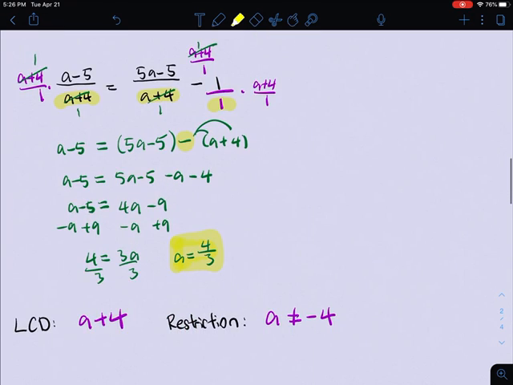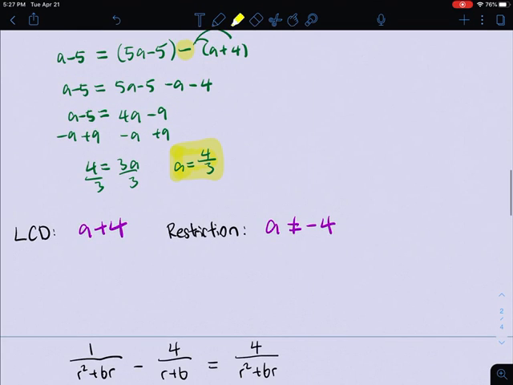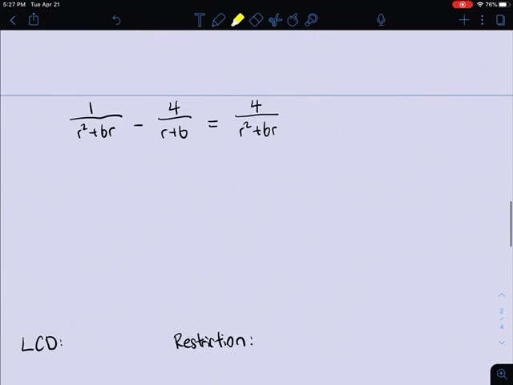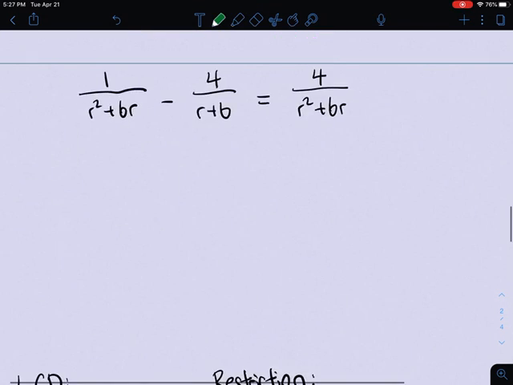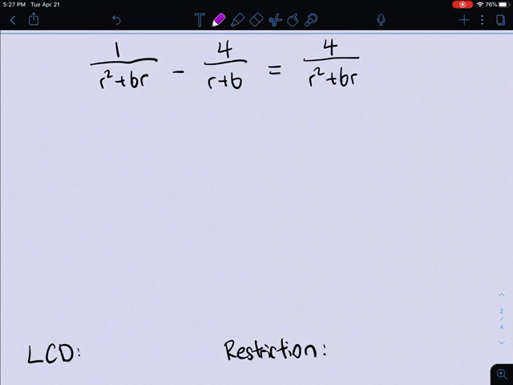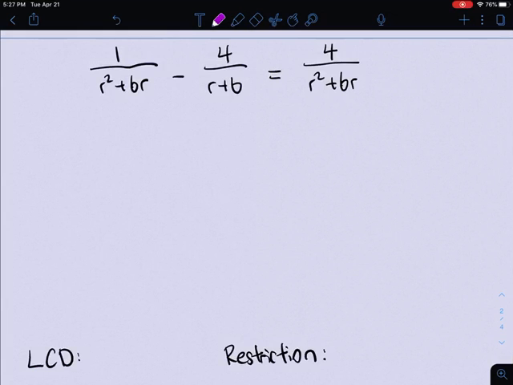Find the LCD, find the restriction, and then after that, we multiply by the LCD, which should make our problem much easier. All right, I think I have a couple more examples to look at. We'll always use the same 5 steps. So first things first, LCD and restriction. How do we find the LCD?